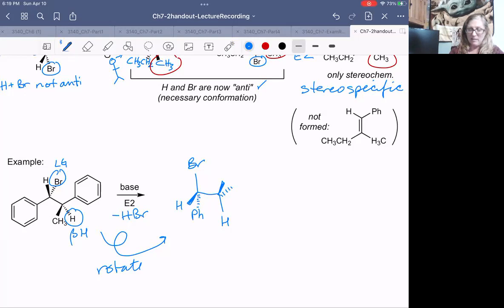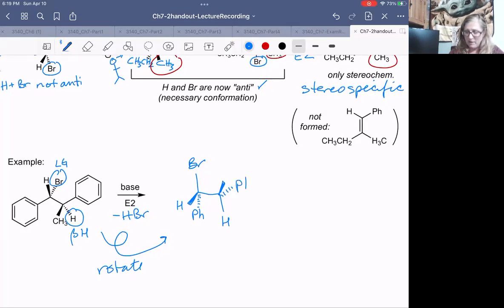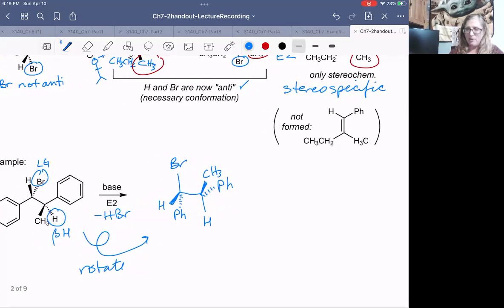Okay, and how about the second one? The hydrogen is coming forward. So what does that do to the phenyl group? That gets pushed back as well. So both my phenyls are going to be pushed back, and my methyl group is going to be still a wedge. All right, so now I can do my E2.